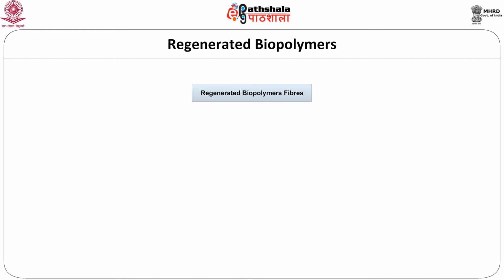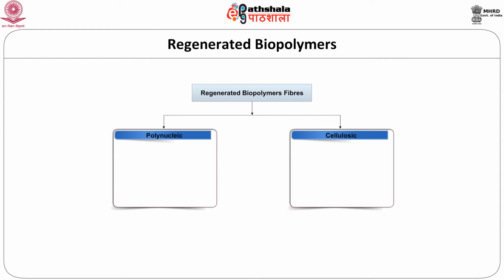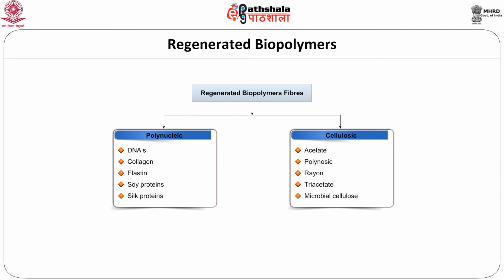These fibers are again categorized into two groups, namely polynucleic and cellulosic. Polynucleic includes fibers obtained from materials such as DNAs, collagen, elastin, soy protein and silk proteins. Cellulosic fibers are obtained from modifying natural celluloses, including fibers such as acetate, polynosic, rayon, triacetate and microbial cellulose.